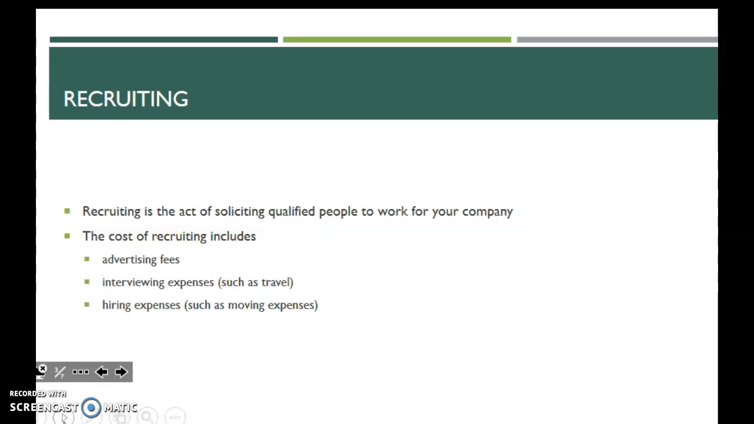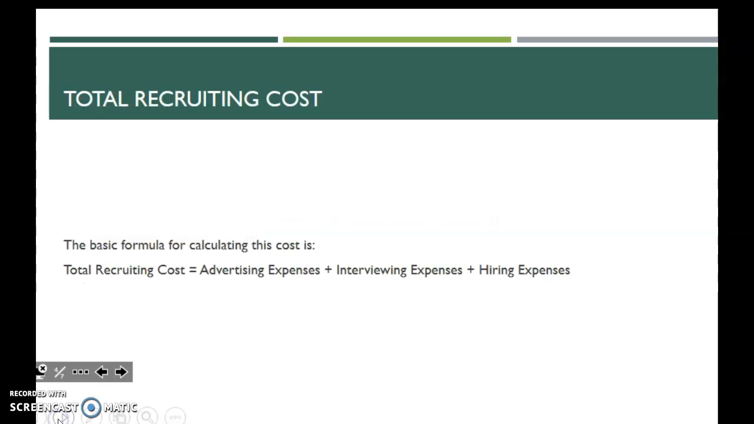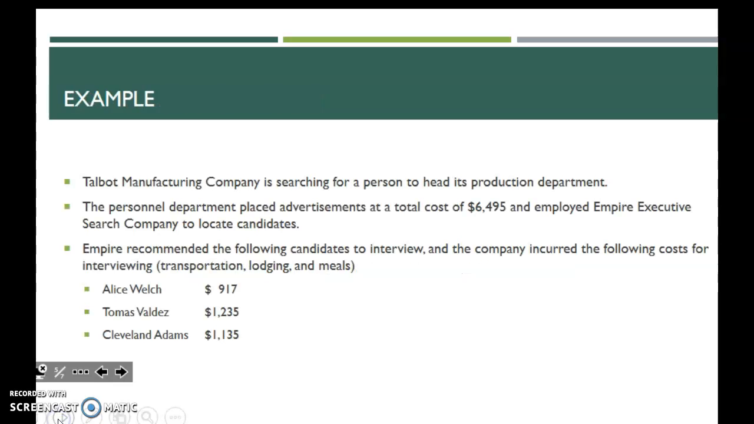The cost of recruiting includes advertising fees, interviewing expenses such as travel expenses, and hiring expenses such as moving expenses. The basic formula for calculating total recruiting cost is advertising expenses plus interviewing expenses, plus hiring expenses. So let's look at an example.